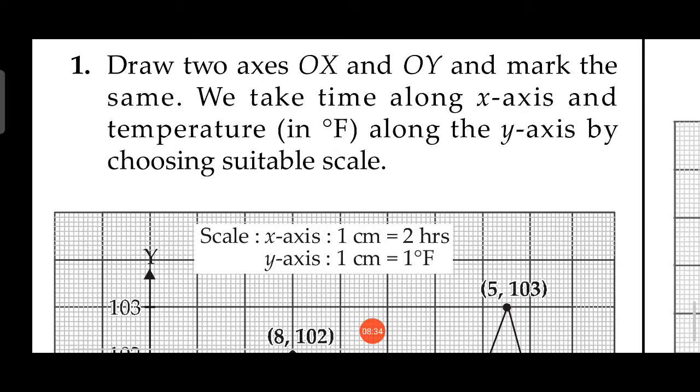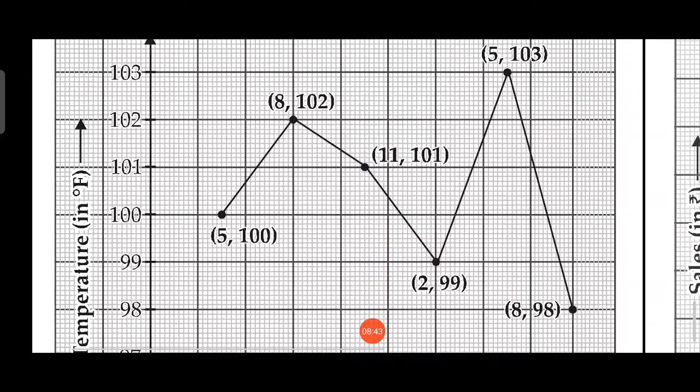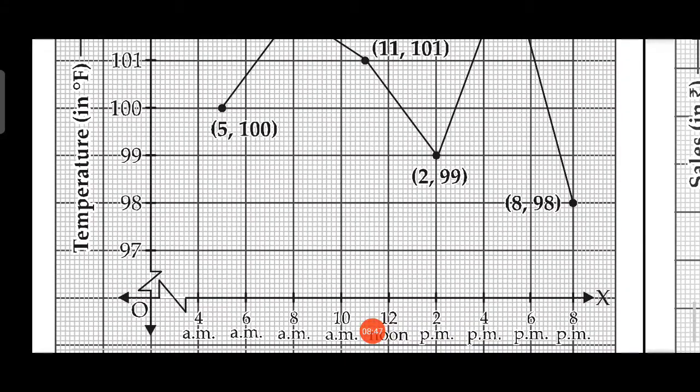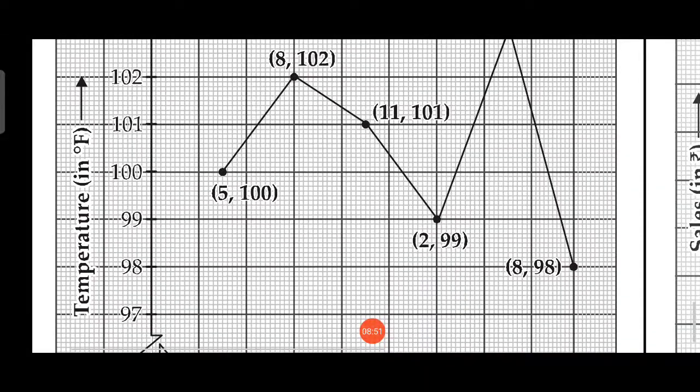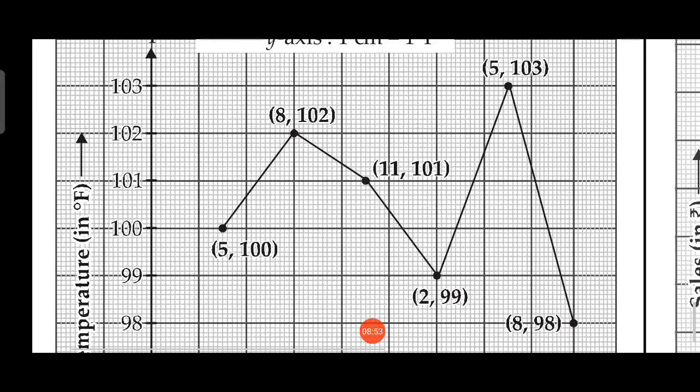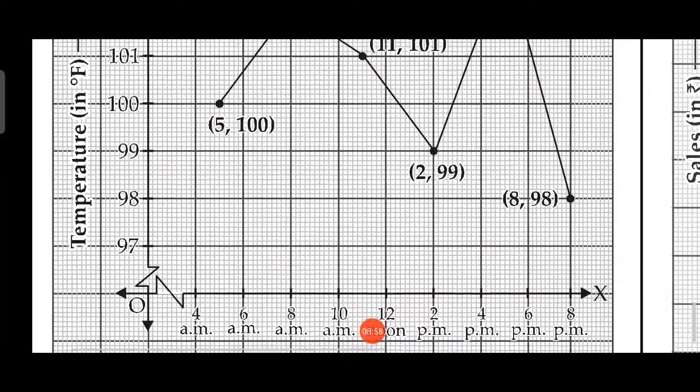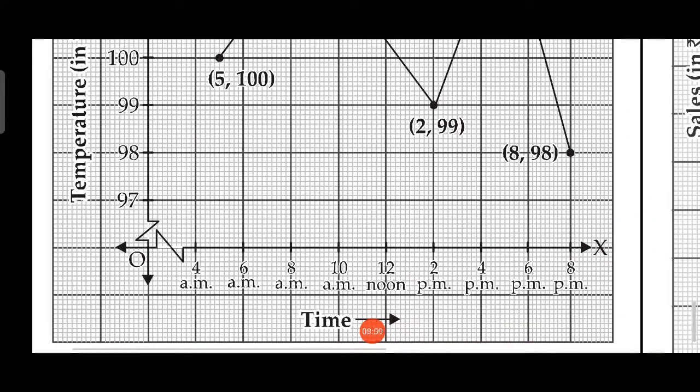So x-axis and y-axis. The x-axis will be time, and the y-axis we can consider as temperature. So you can see here, the approximate values start with 97, 98, 99, 100, 101, 102, 103. That is the temperature in Fahrenheit, and the x-axis is time, starting with 4, 6, 8, 10, 12.